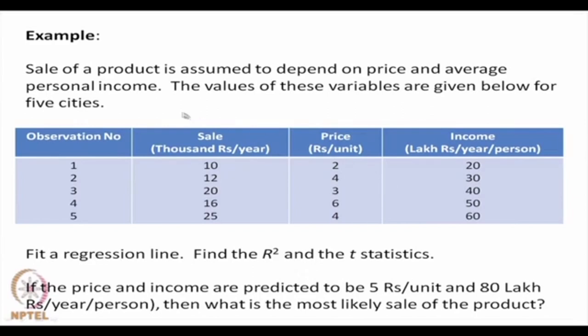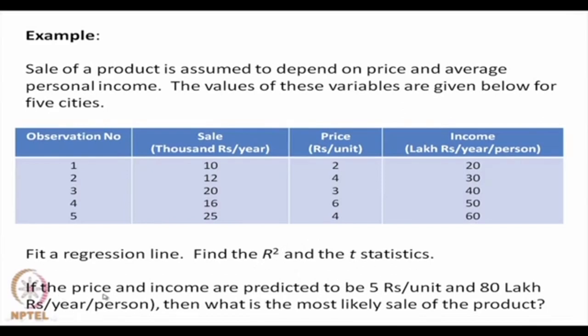Here, we have assumed sale to be a function of price and income. That means, price and income are independent variables, and sale depends on these two independent variables. Therefore, sale is the dependent variable or explained variable, and price and income are considered as explanatory variables. We are required to fit a regression line, that is regress sale on price and income. That means find out the regression coefficients of the regression between sale and price and income. Find also the R square and T statistics.